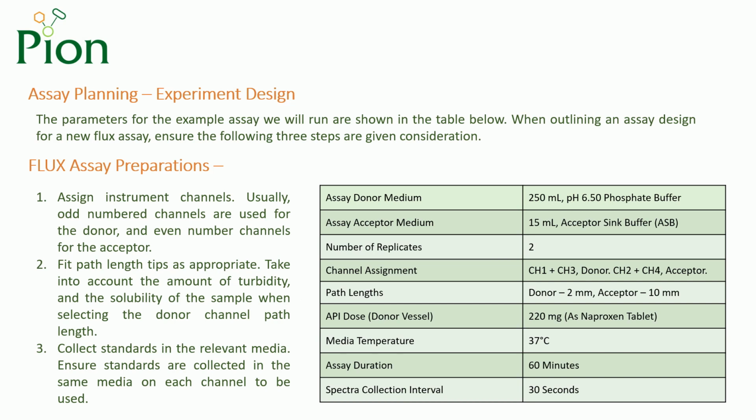We will now discuss the process of preparing the instruments for the assay which I previously described, the parameters for which are outlined in the below table. Firstly, you should determine which channels are being used for the donor and acceptor chambers. Usually, odd-numbered channels are used to monitor the donor chambers, and the even-numbered channels are used to monitor the acceptor chambers. Following this convention, the dip probes should be fitted with the appropriate path length tips. In this example, we will be using the 2mm path for the donor chamber probes. Once your instrument setup is outlined, you may proceed to collect standards.